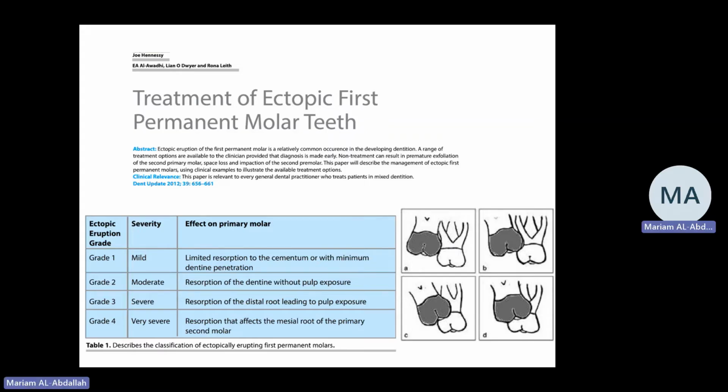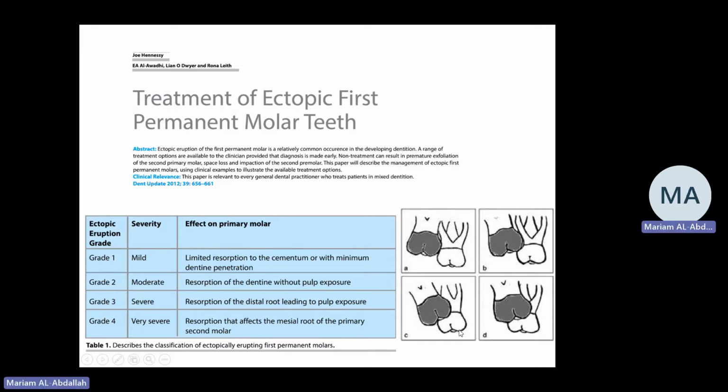As you can see here, this is the second photo. When you have resorption of the dentine, but without any pulp exposure, then this is grade 2, which is considered moderate. It's important to go immediately into active management by active distalization of the first permanent molar in order to normalize its path of eruption and to stop the damage that it's causing to the E. So this is the second primary molar.